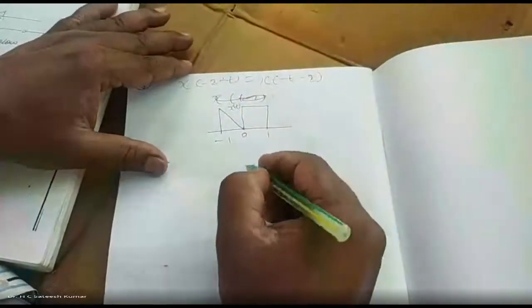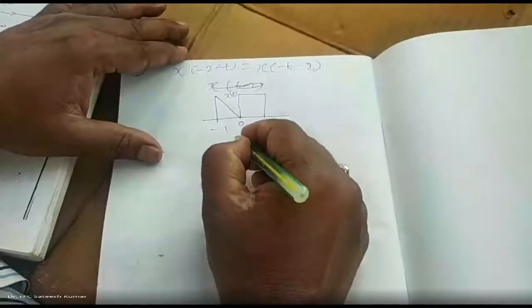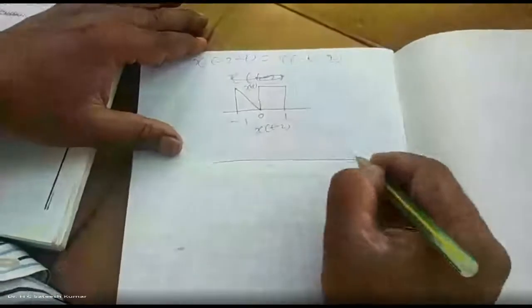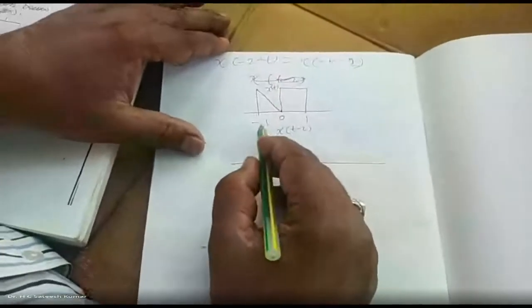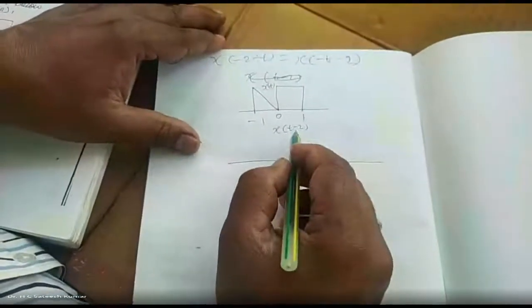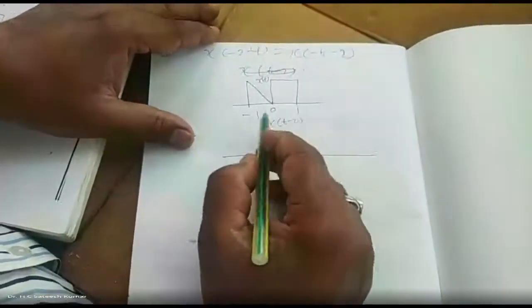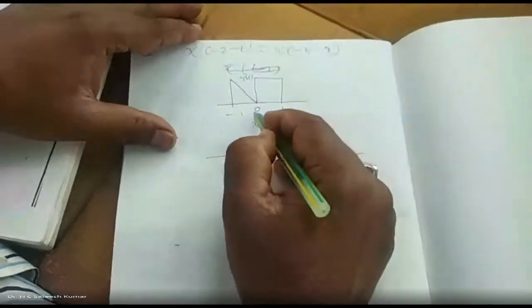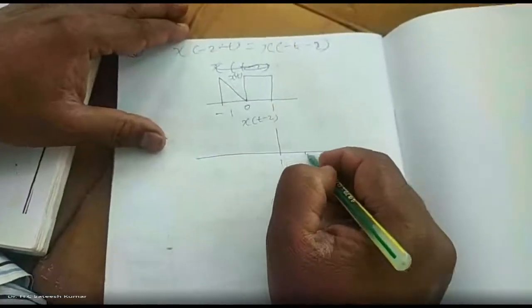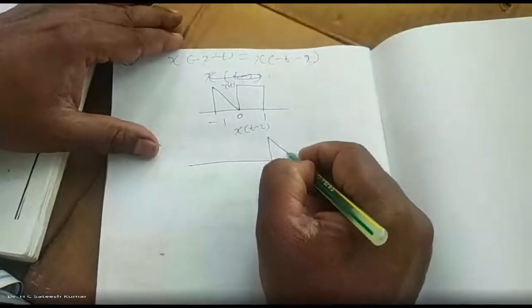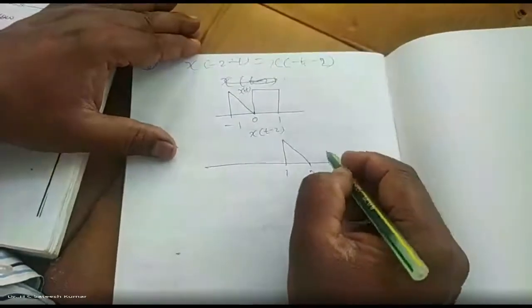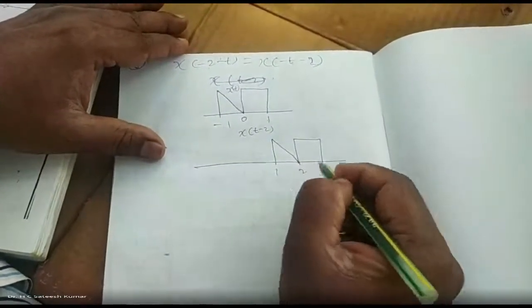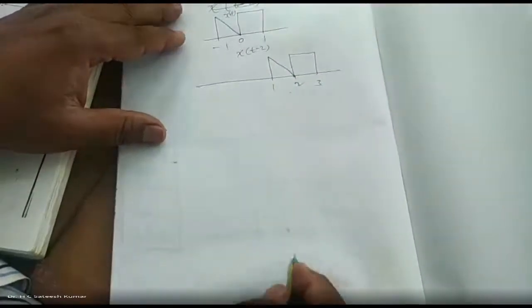X of t minus 2. Minus 1, so shift right means add 2 to it. Minus 1 plus 2 is 1, it will go to 1. 0 plus 2 is 2. 1 plus 2 is 3. This is x of t minus 2.